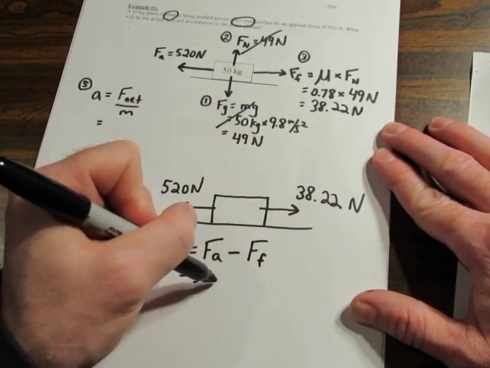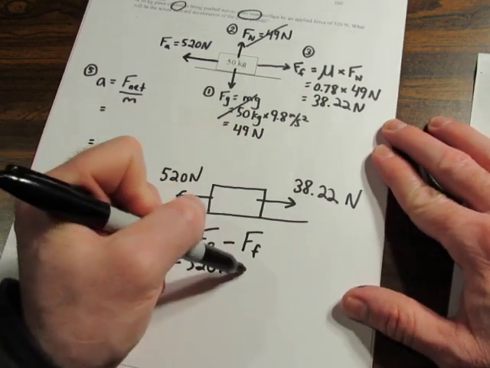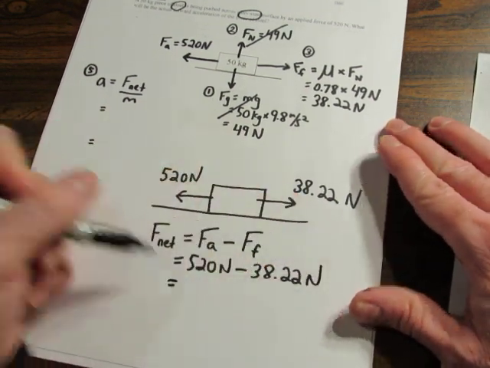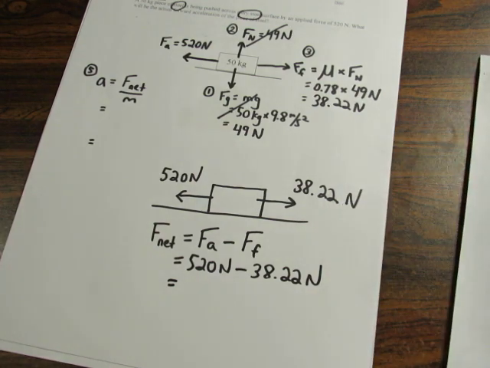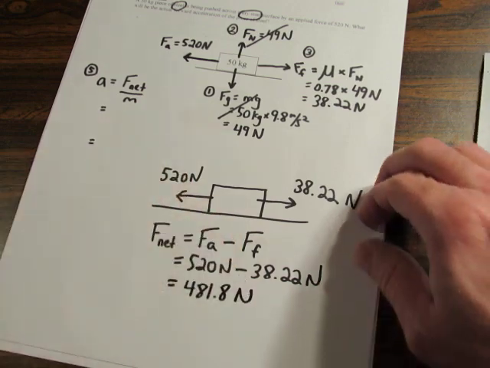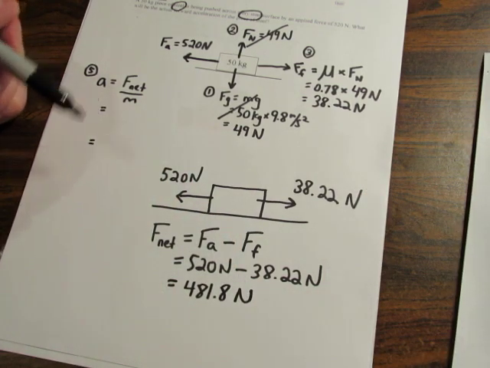So 520 newtons minus 38.22. And we don't want to round anything yet because we're not at the end of the question. So I'll keep all my decimal places. That's 481.8 newtons. So that's your net force.